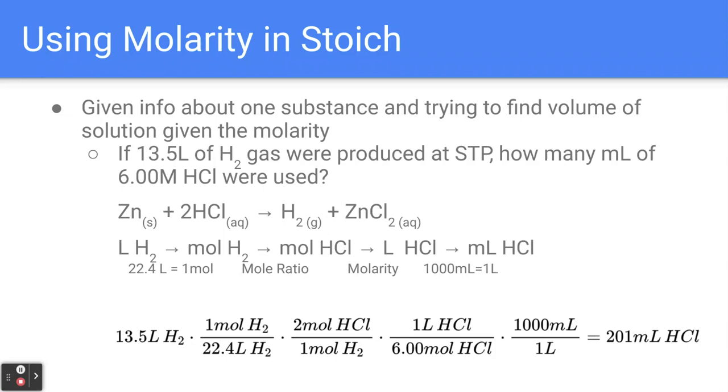Then our mole-to-mole ratio, 1 to 2. And then here's our molarity. Please notice that the 6 molar turns into the 6 goes with moles, and then the 1 goes with liters. So at this point, the moles is on the bottom, and then out of liters and into milliliters.